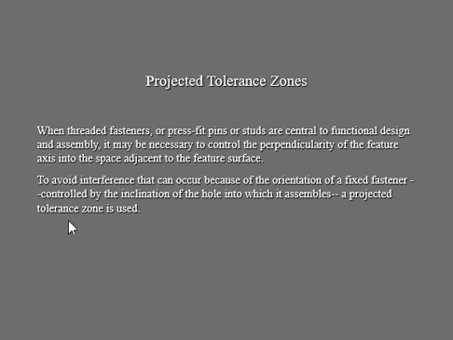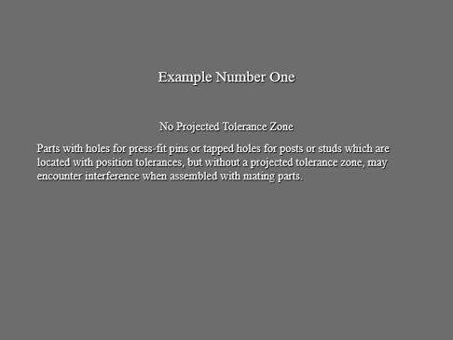Sorry, I have to come back into here. I think I forgot to tell you about the interference. In order for us to avoid the interference that can happen because of the orientation, interference is completely dealing with the orientation of your fixed fastener, and to avoid the interference, you have to apply the projected tolerance to make sure it's controlled by the inclination of the hole into what it is supposed to be assembled.